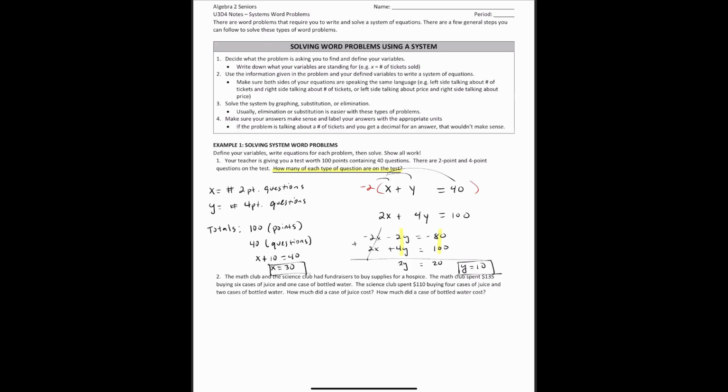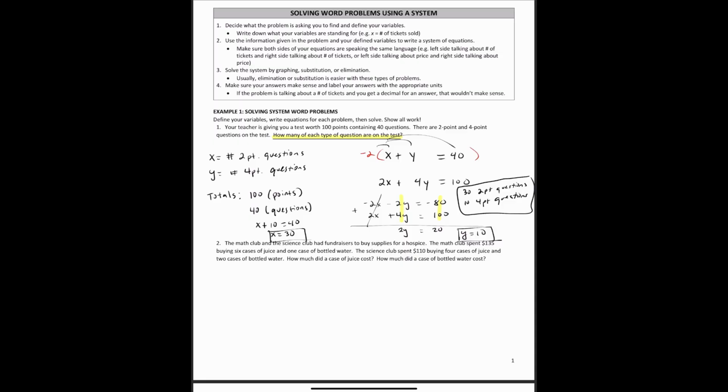So what does this all mean? We have 30 2-point questions and 10 4-point questions. And that makes sense because there are 40 questions in total, so 30 plus 10 equals 40. So these two are your answers.